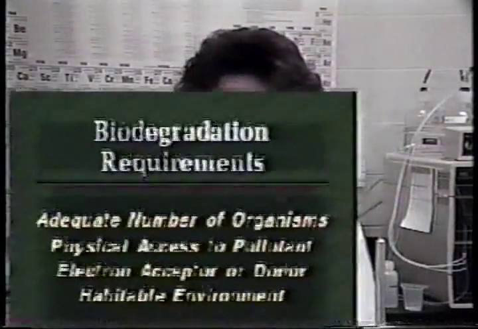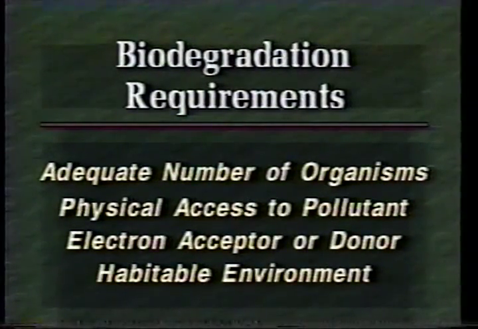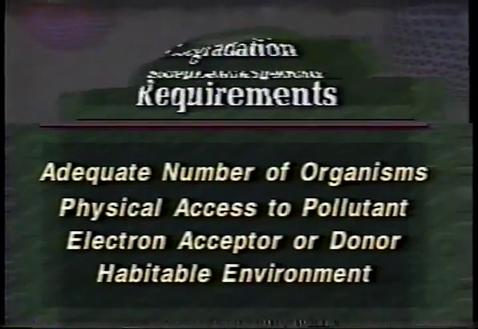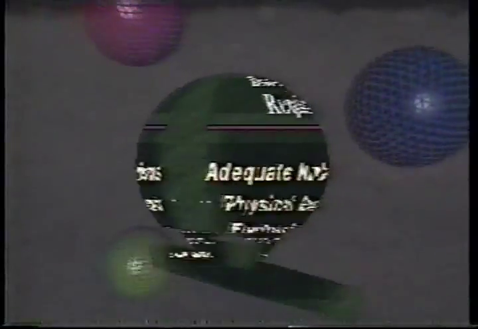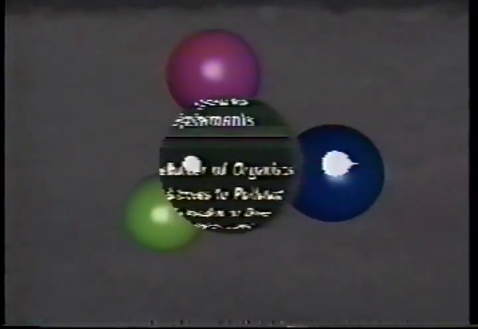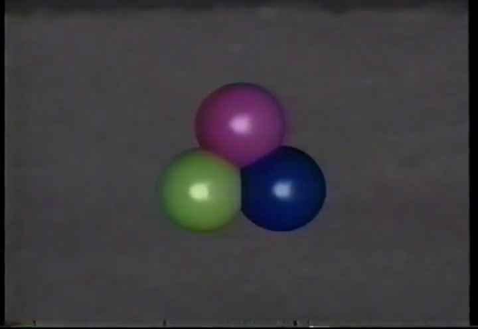Finally, we need to evaluate which of the biodegradation requirements are not present at the site. In simple terms, bioremediation involves manipulating conditions so that all four biodegradation requirements are met. This is accomplished by bringing together contaminants, organisms, and electron acceptors or donors into close physical contact with each other.